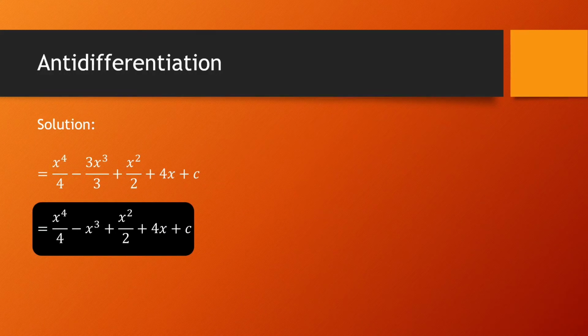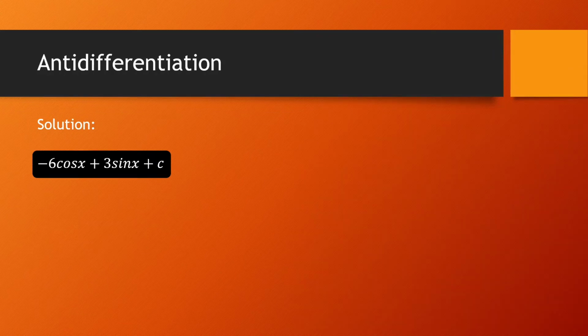Simplify and we are getting x to the fourth power over 4 minus x cubed plus x squared over 2 plus 4x plus c. Next, we have to find the integral of 6 sine x plus 3 cosine x.